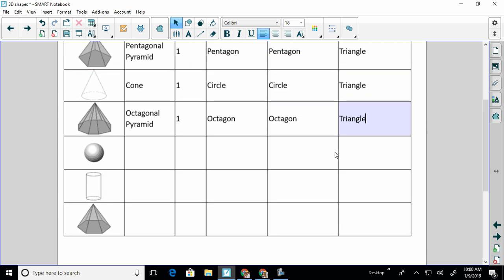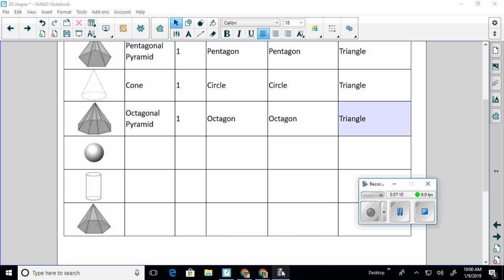See if you can finish the rest and get them checked by your teacher when you're done.